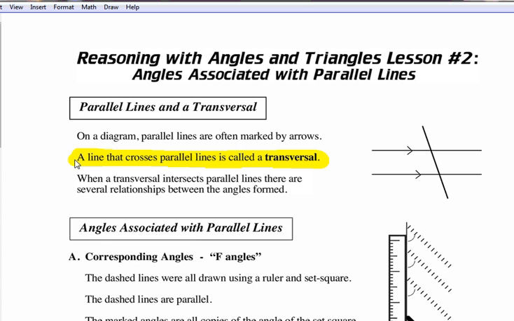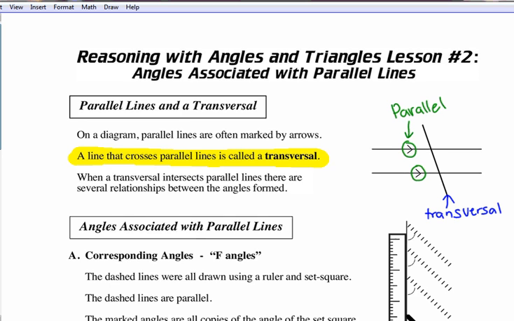So remember, parallel lines are indicated with almost like a little arrow. These two lines are parallel because of those arrows. They tell us that. So this line is the transversal because it crosses two parallel lines. Now, there are some really cool properties that we're going to learn about when a transversal crosses two parallel lines. So make sure you know what a transversal is.